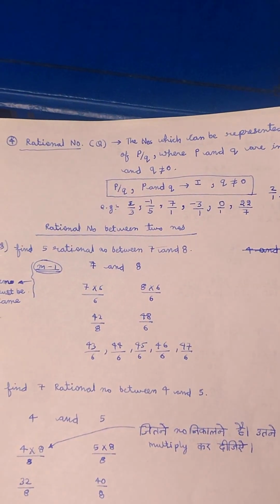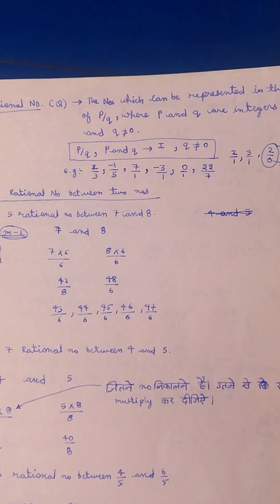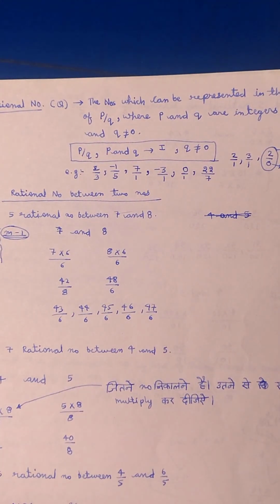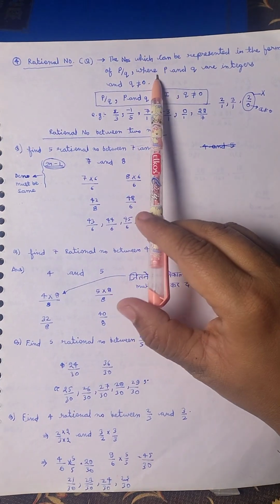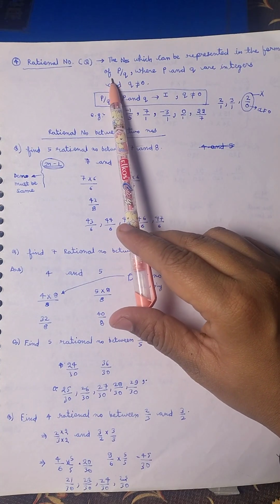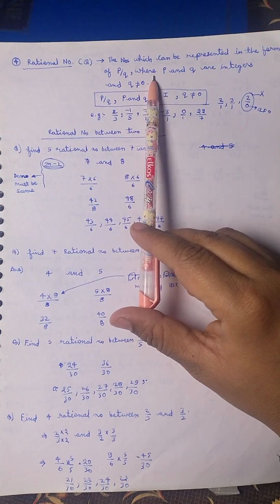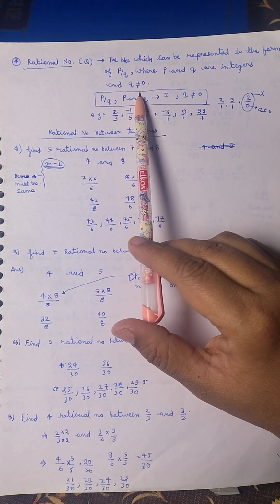Let's come to rational number. What is a rational number? A rational number is a number which can be represented in the form of p by q, or in some books given as m by n, where p and q, m and n are integers and q is not equal to 0.